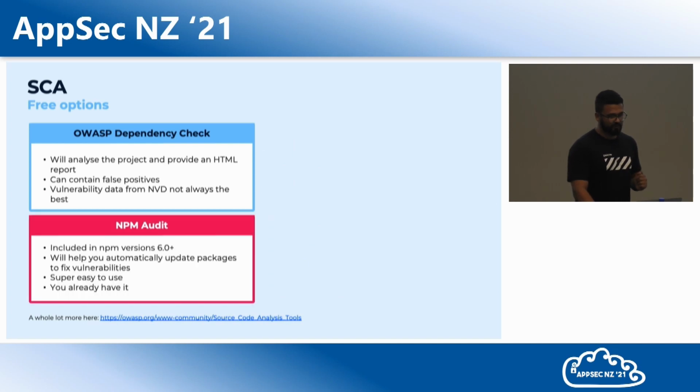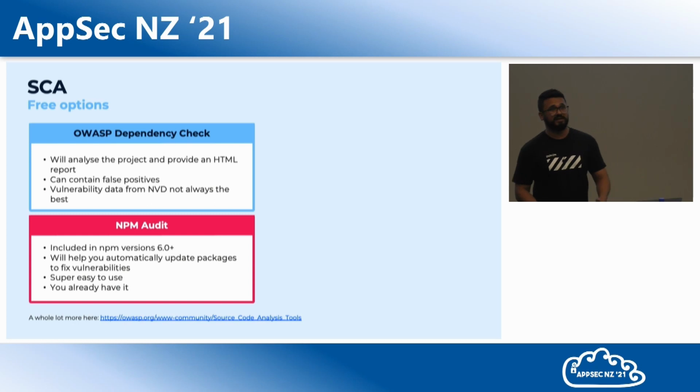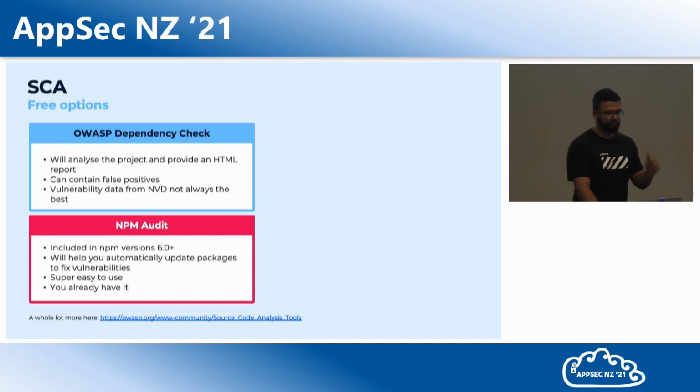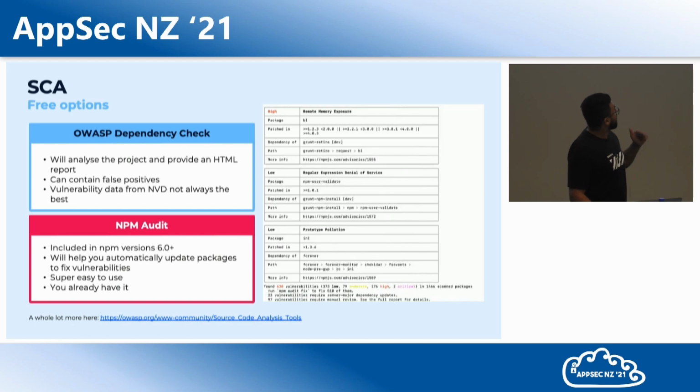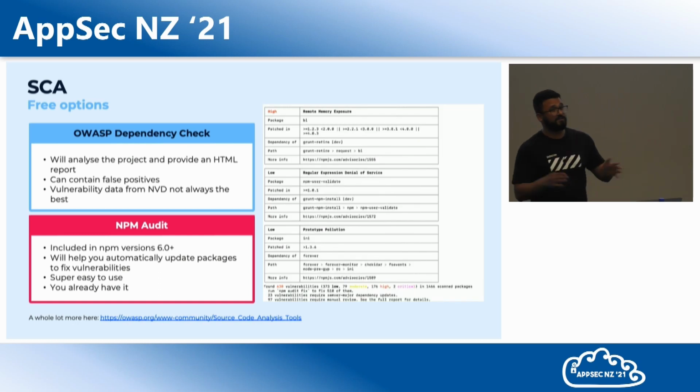Second one we looked at was NPM audit. This is pre-installed in NPM 6+. So if you're on 6+, and you should be, you already have it. It's absolutely free. It's super easy to use. All you need to do is hit NPM audit, and it will spit out this very nice looking report. It's pretty good. It'll tell you how many vulnerabilities there are.